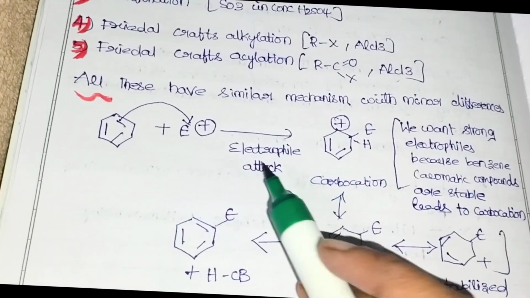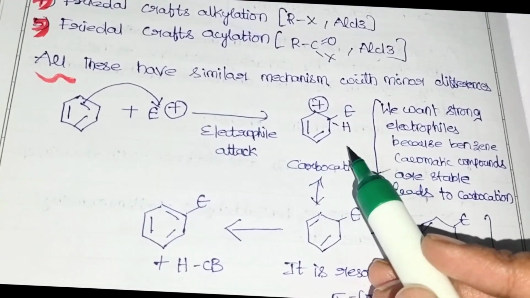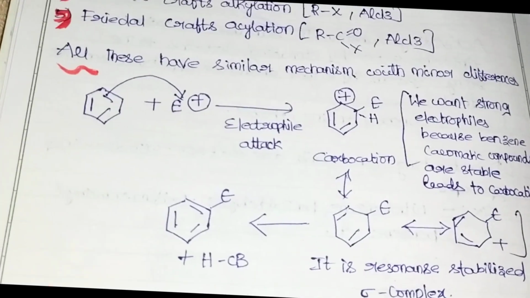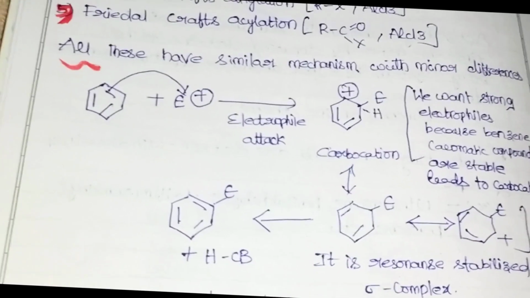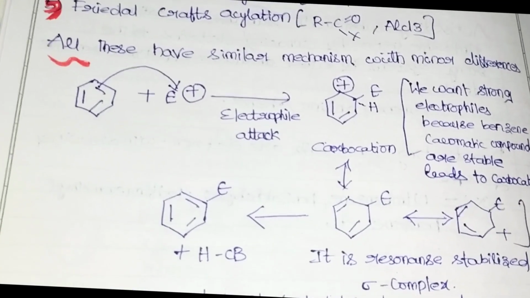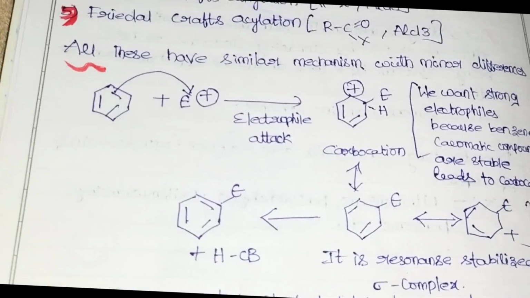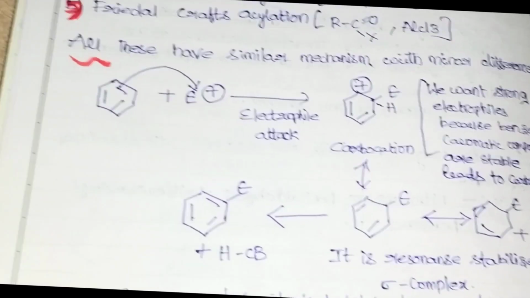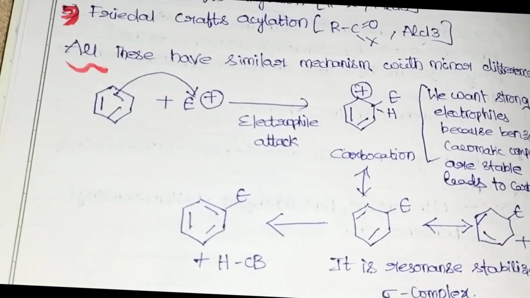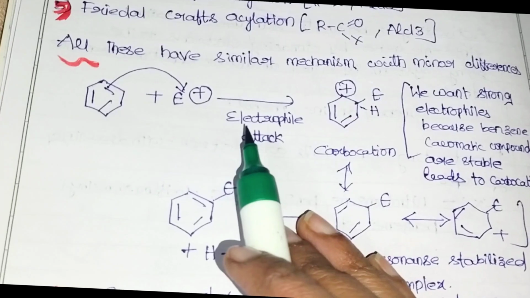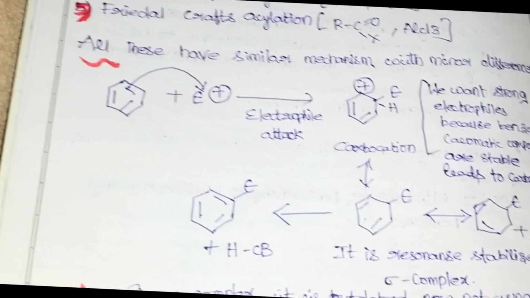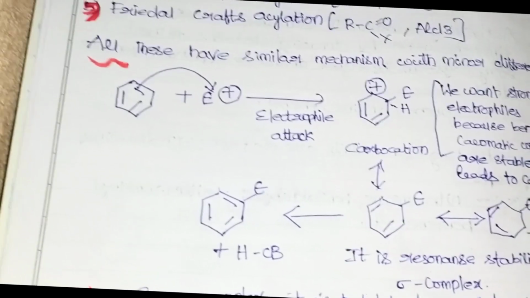Then it becomes a carbocation. For this we want a strong electrophile. Why do we want a strong electrophile? The reason is that benzene is an aromatic compound, which is very stable and strong. So we have to break its pi bond to form a carbocation. For this we want a strong electrophile. So generation of a strong electrophile is the main first step in this process.